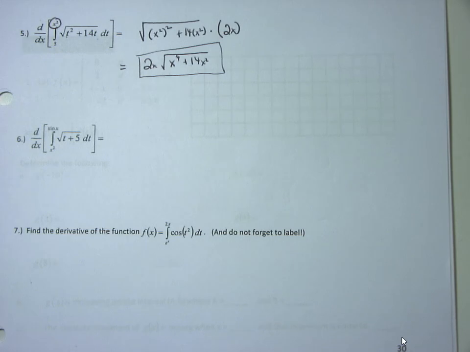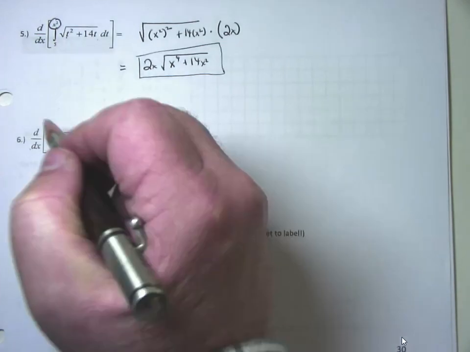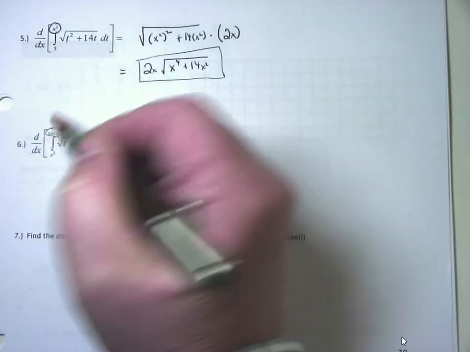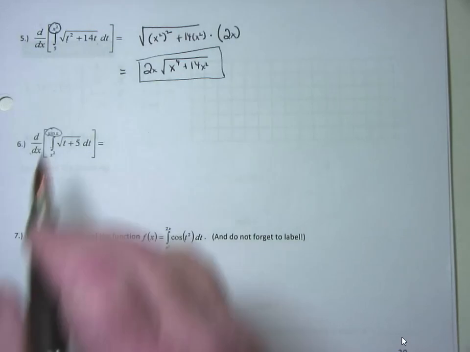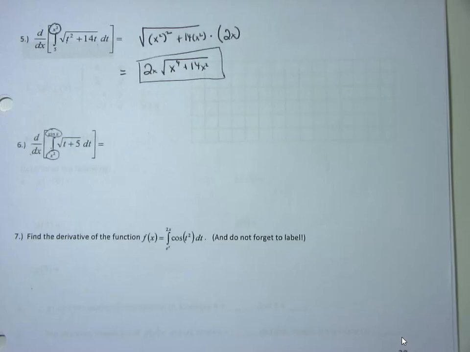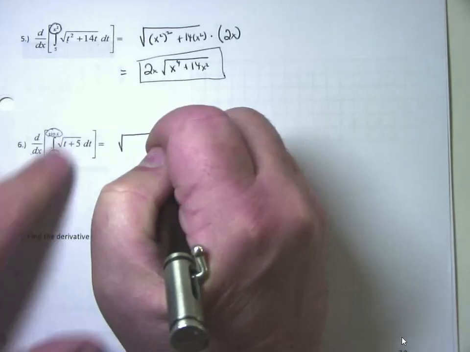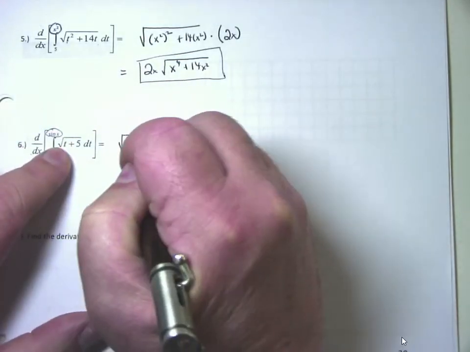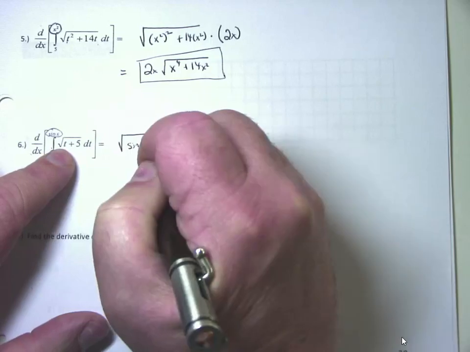Similar, take the derivative with respect to x of the integral from x squared to sine of x of the square root of t plus 5 dt. Well, again, the derivative and the integral are going to cancel, but this time I have a function of x on my top limit, and a function of x on my bottom limit. So this is plug in top minus plug in bottom. So this is going to be the square root of plug in the top, replace t with sine of x, plus 5.